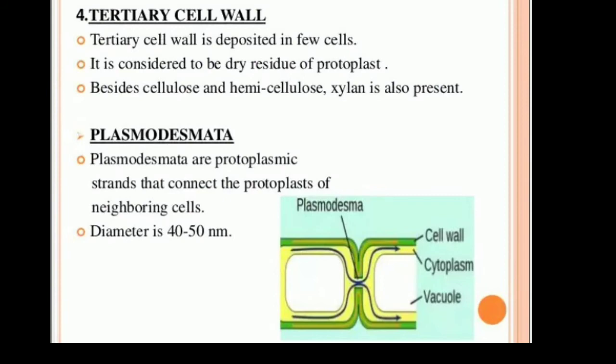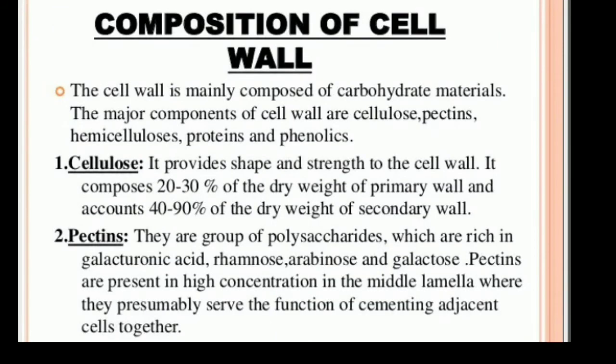Plasmodesmata. Plasmodesmata are protoplasmic strands that connect the protoplasts of neighboring cells. Diameter is 40 to 50 nanometers. Composition of cell wall. The cell wall is mainly composed of carbohydrate material. The major components of cell wall are cellulose, pectins, hemicelluloses, proteins and phenolics.